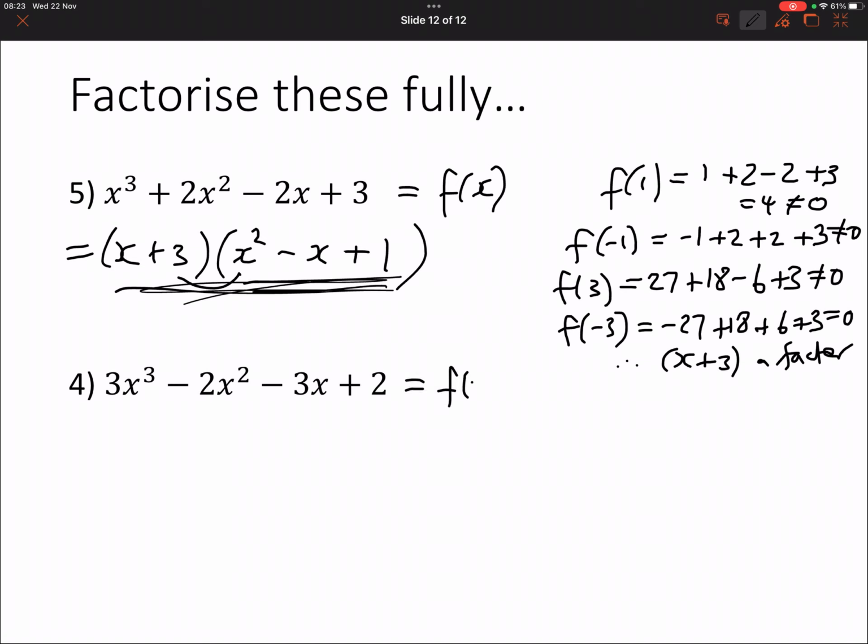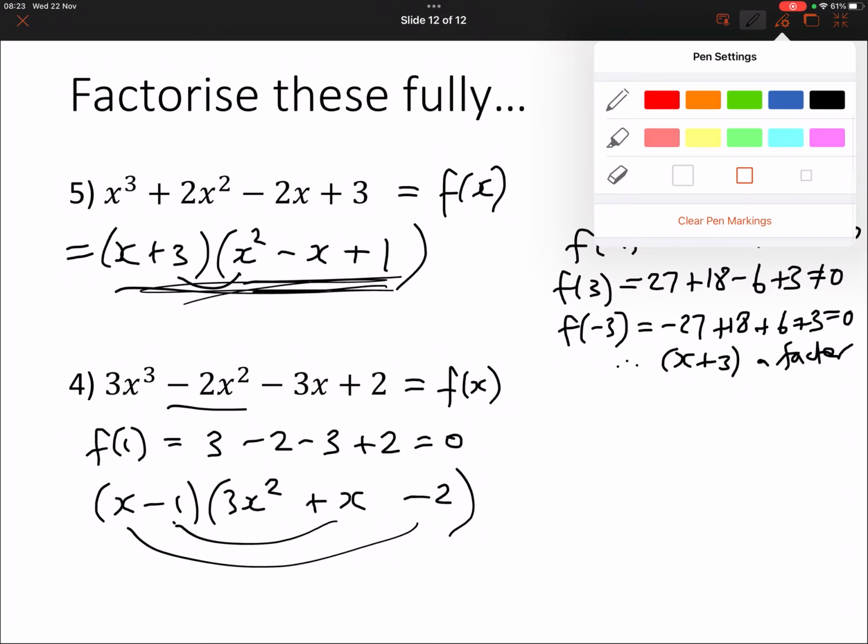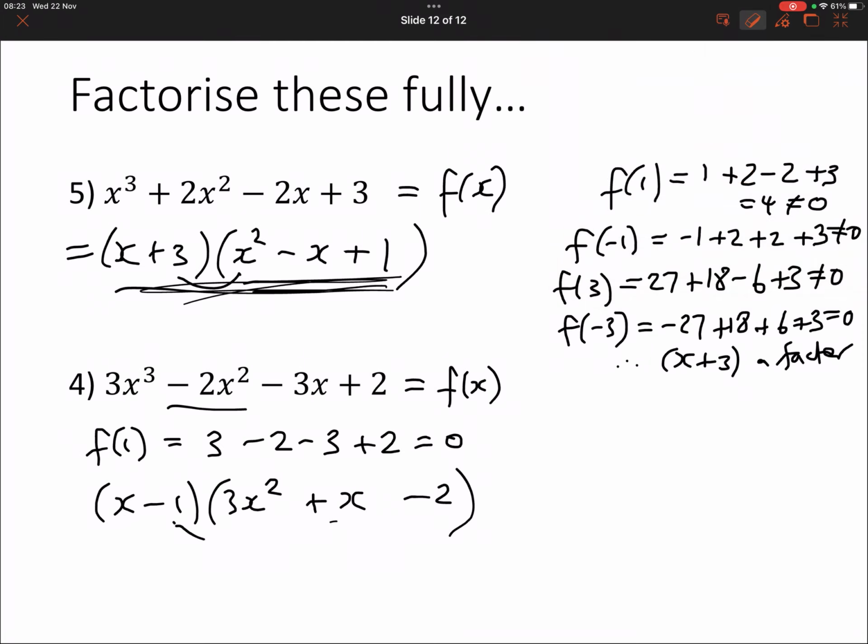Call this f. f of 1 is 3 minus 2 minus 3 plus 2, so that's 0. Oh, cool. x minus 1's a factor, so it's x minus 1, 3x squared, minus 2 in the end. That's minus 3x squared, but I want minus 2x squared, so I must get plus an x squared from that. Check, check, always check. Check it works for the x's as well. I get minus an x, and I get minus 2x. I've got minus 3x. Everyone's a winner. If you check by expanding that whole thing, it will work out.